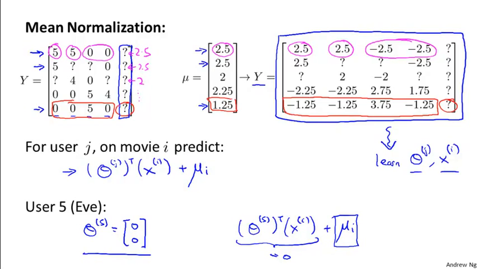And this actually makes sense because it says that if Eve hasn't rated any movies, we just don't know anything about this new user Eve, so what we're going to do is just predict for each of the movies whatever the average rating that those movies got.